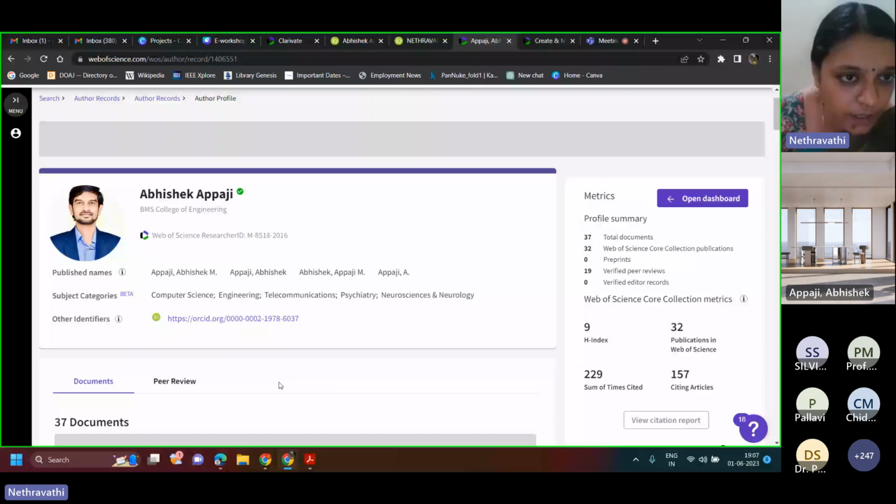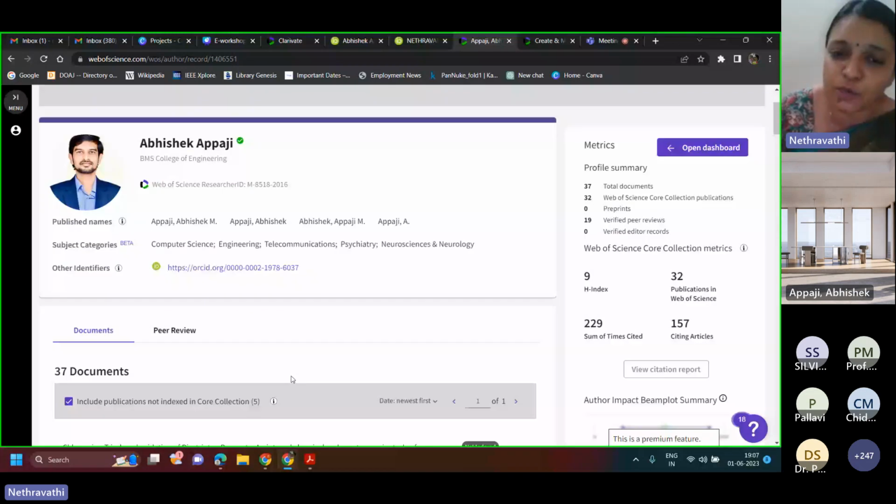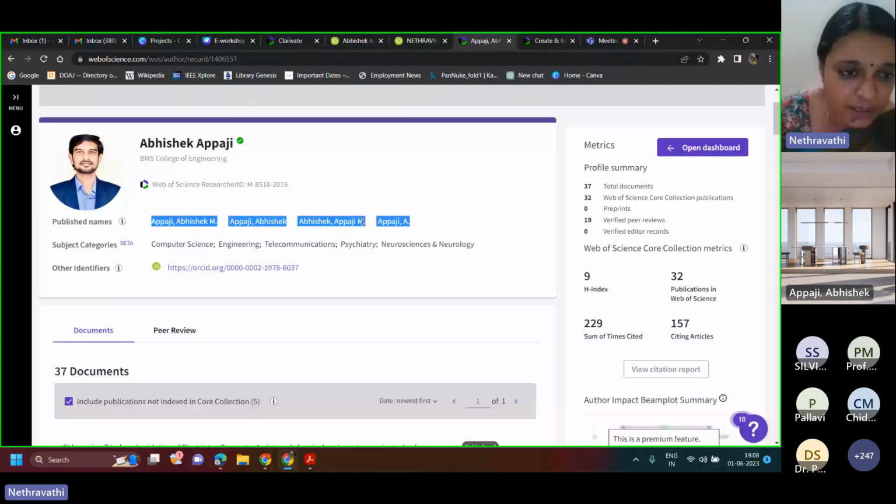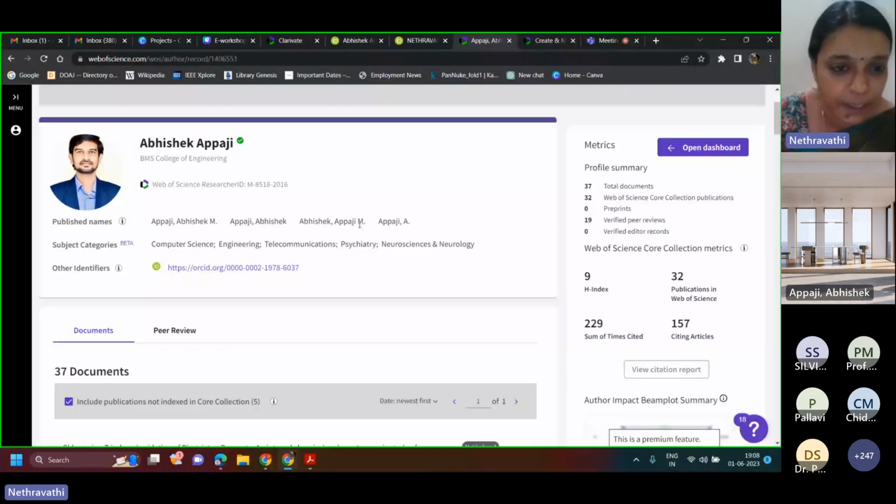I have searched, and you can also search for any other authors if you want to know what their publications are, etc. I have searched for Abhishek, and you can see even here there are 4 different published names for the same person. That means in different papers he has different names, but ultimately it narrows down to the same Abhishek: Appaji Abhishekyam, Appaji Abhishek, Abhishek Appajiyam, Appaji A. But all are the same. As I told, like Devanoba Namalavu, right?